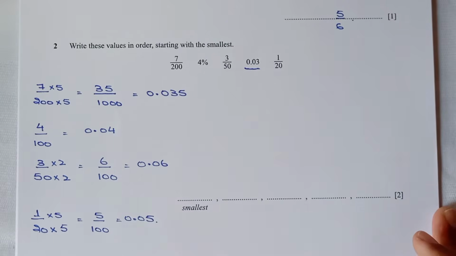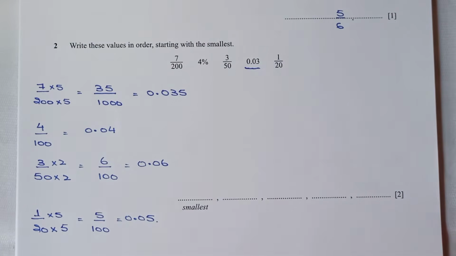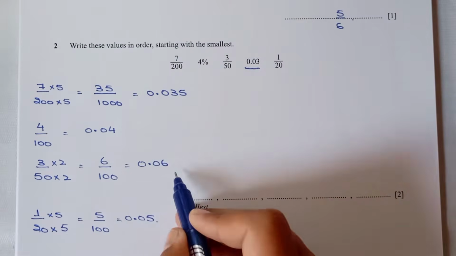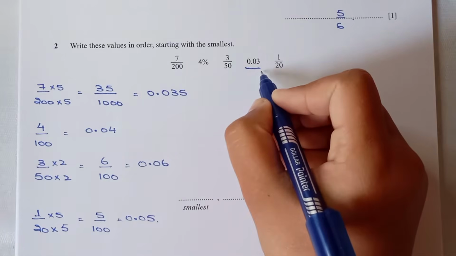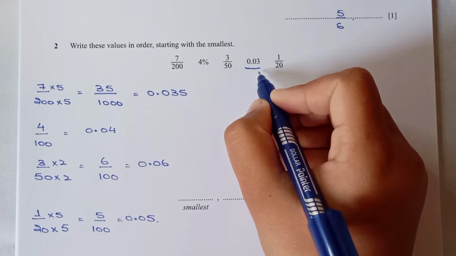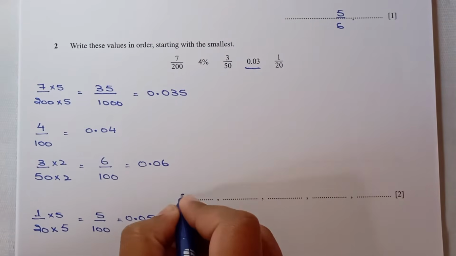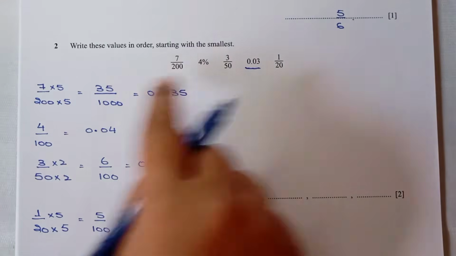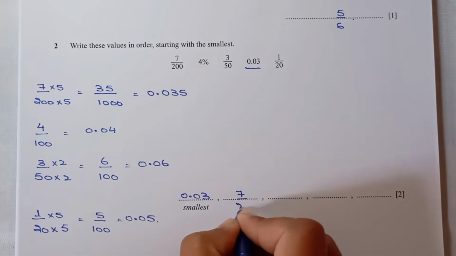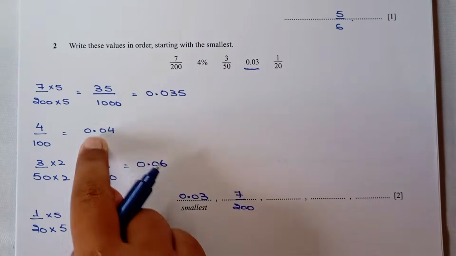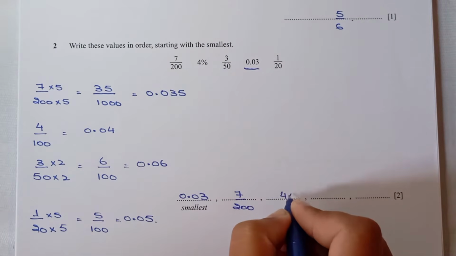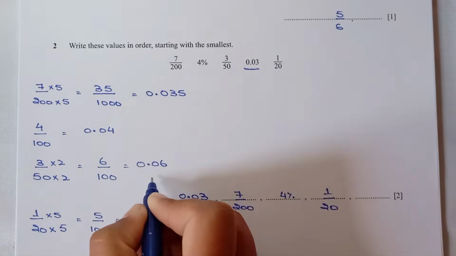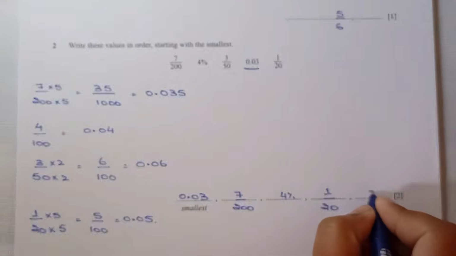Now as you can see, all the numbers are in terms of decimals. We can easily arrange the numbers from smallest to largest. So which is the smallest one? 0.035, 0.04, 0.06, 0.05 and 0.03. So the smallest one is 0.03. And then we have 0.035, that is 7 by 200. Okay, now we have 0.04, that is 4%, and then 0.05, that is 1 out of 20, and the highest is 0.06, that is 3 by 50.